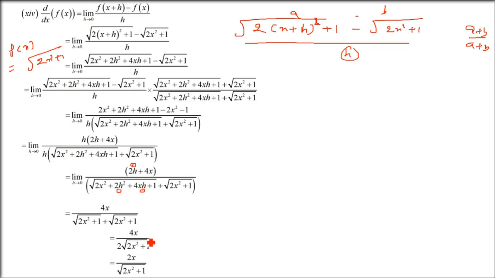So you have 4x here, and in the denominator under root 2x square plus 1 and under root 2x square plus 1, that is 2 under root 2x square plus 1. You have 4x in the numerator, so 2 gets cancelled. You have 2x by under root 2x square plus 1 will come. As I'm saying, 4x by 2 under root 2x square plus 1.